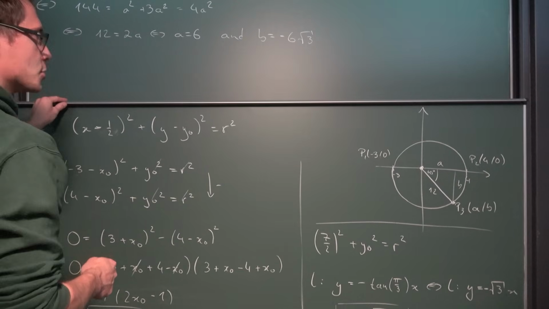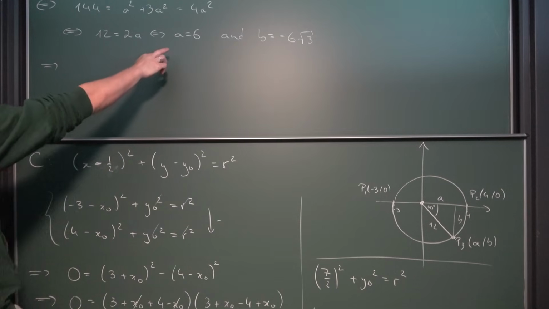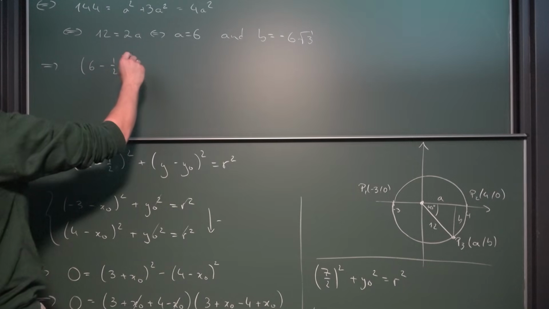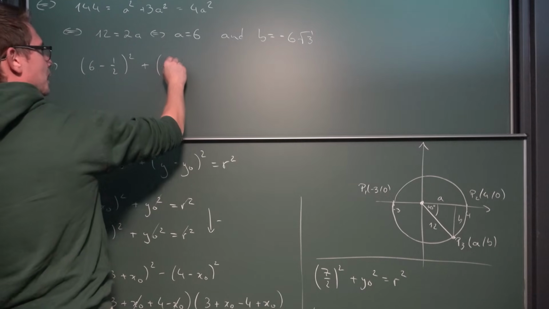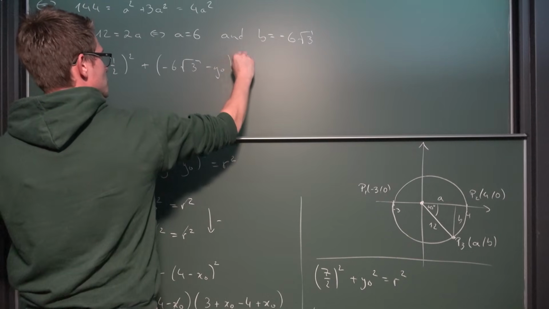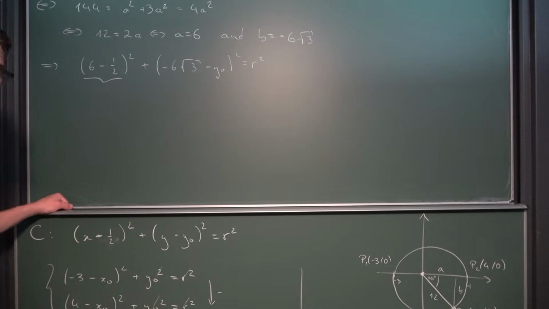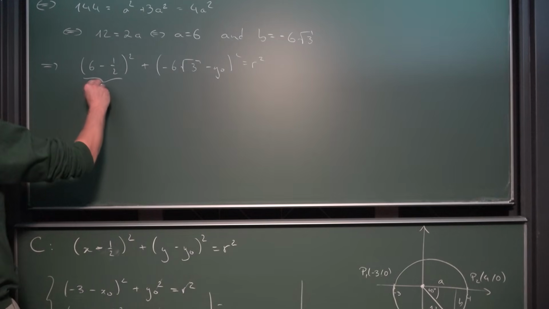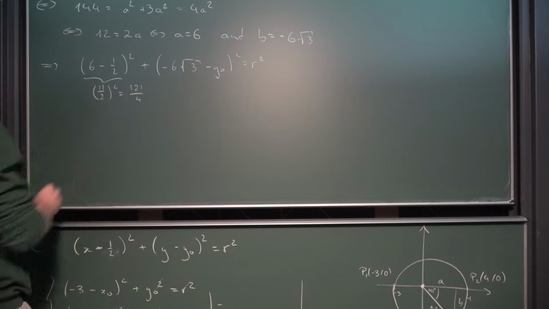Let's see if this can check out. Let's just see. If we plug this into the equation of the circle, we get a is equal to 6. So we get 6 minus 1/2 squared plus negative 6 square root of 3 minus y naught squared is equal to r squared. This right here is 5, no, it's 5.5, which is 11 over 2, but squared, which is the same as 121 over 4.